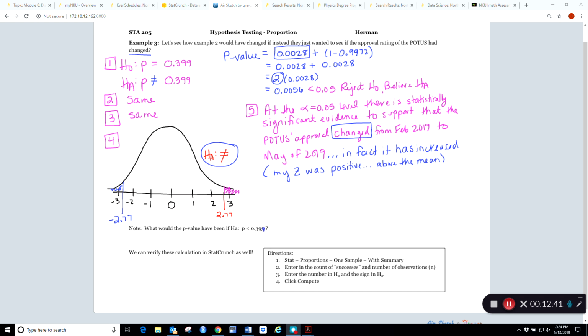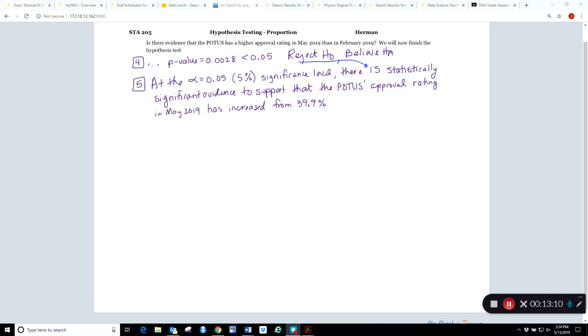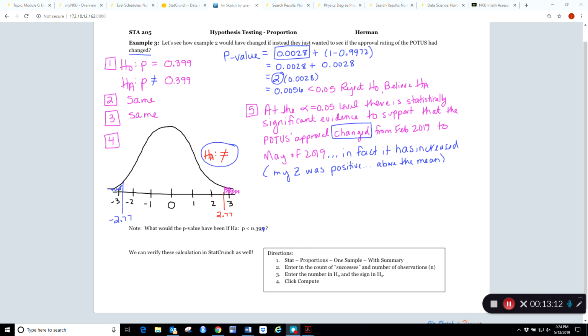Well, let's imagine what our picture would look like. If I go back to my other one-tailed picture, my z would still be the same, but instead of shading to the right, I would shade to the left. So what value would I have gotten if I would have shaded left? Well, I would go straight to the table and look up that 2.77, and I would simply get that 0.9972. Just because your picture would be shaded left instead of shaded right.